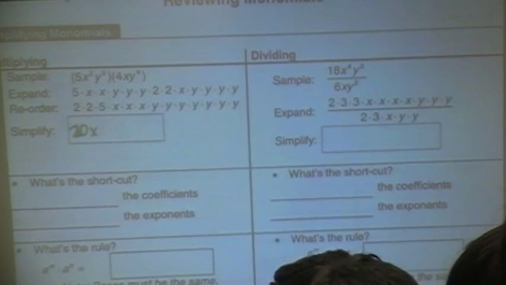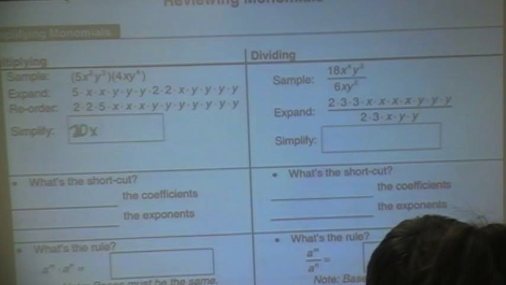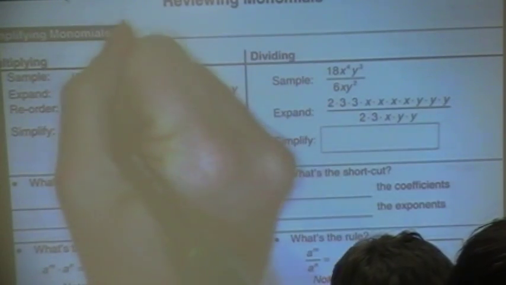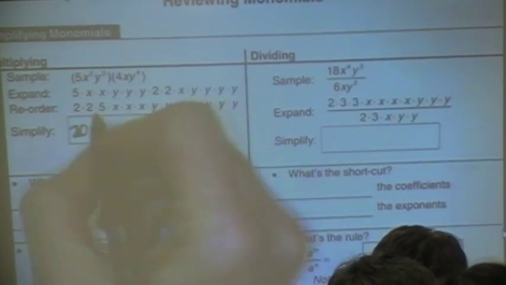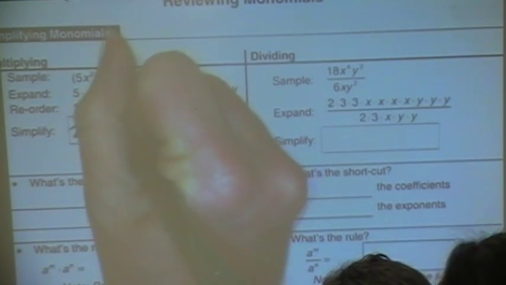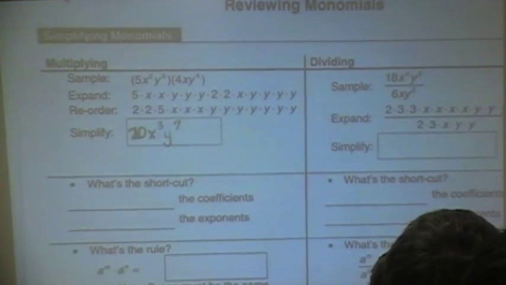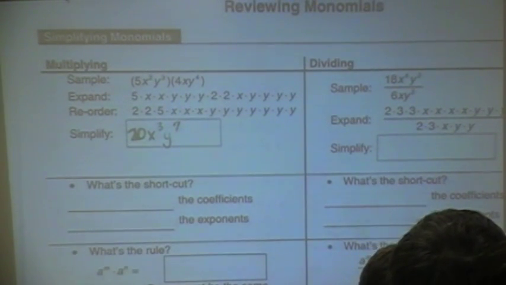Okay. Then I have x to the, how many x's do you have? 3, right? 1, 2, 3. So x to the third. And y to the 1, 2, 3, 4, 5, 6, 7. Y to the 7. Okay. Well, that's the long way.